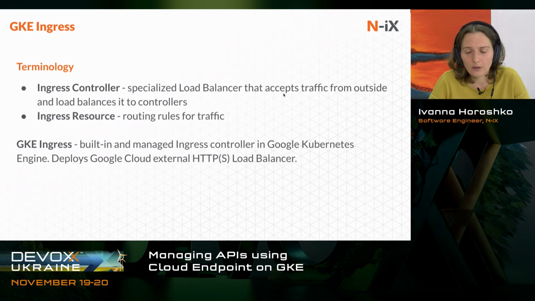Google does provide their own managed solution, GKE Ingress. It's a built-in and managed Ingress controller in Google Kubernetes Engine, and it deploys a Google Cloud External HTTPS Load Balancer. It does it on its own with almost zero interaction from your side. So I honestly think that you can just start and create Ingress resources, and everything will start working as if by magic, without much interaction from you.